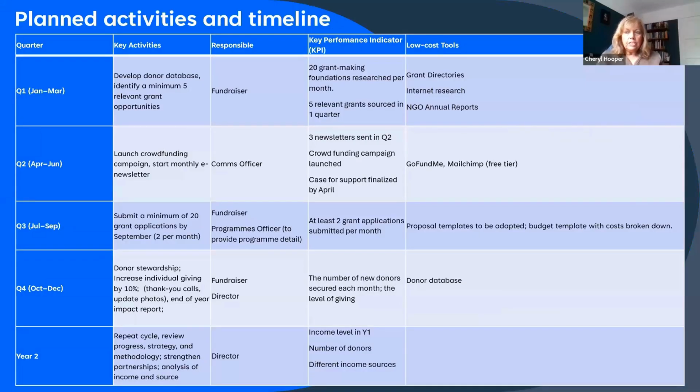And then the strategy goes into more detail, broken down by quarter. That tells you what needs to be done, who would be responsible, and what key performance indicators you could use to measure the progress of the strategy.